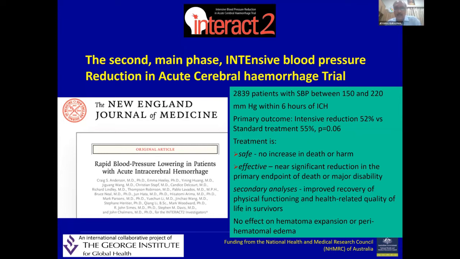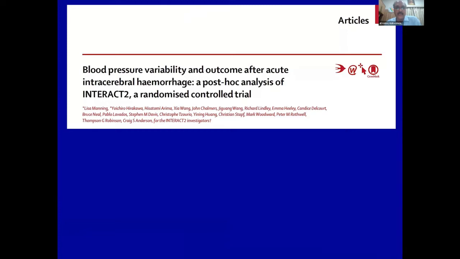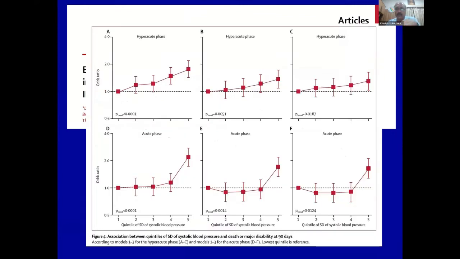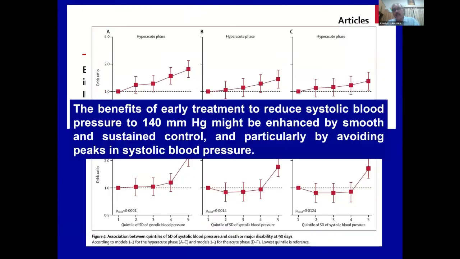The primary outcome, there was no difference, but in the secondary outcome, there was some improvement in quality of life measures. It's not only the intensive BP reduction within 6 hours of ICH, but also you need to avoid the variability of blood pressure. People with a wide variation in blood pressure in the first 7 days had a poor outcome. So you need to keep the BP below 140 after controlling in the intensive phase, and also in the next 7 days.